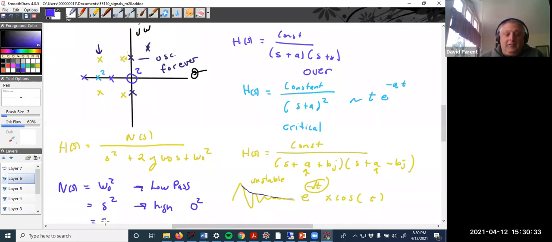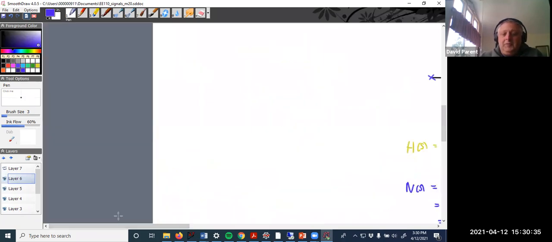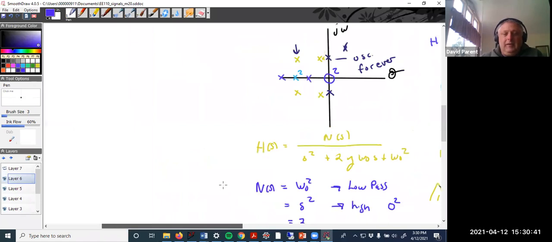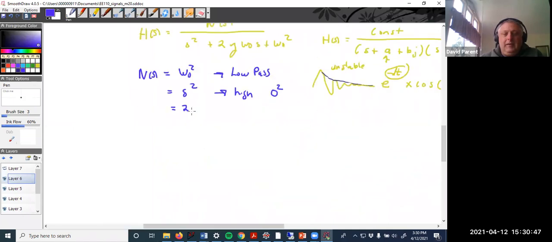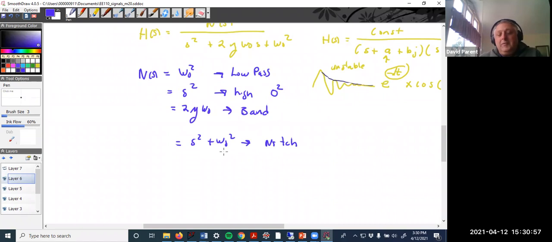If I had two zeta omega naught s, that would give a band pass response. And if I had this as the numerator, that would give me the notch pass. But the denominators would all be the same.